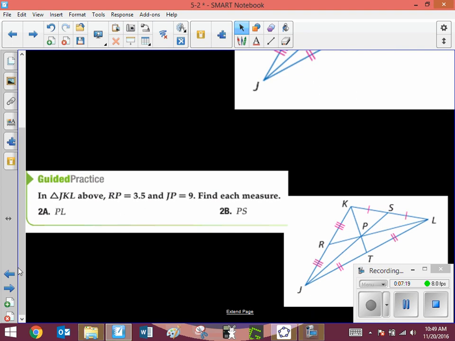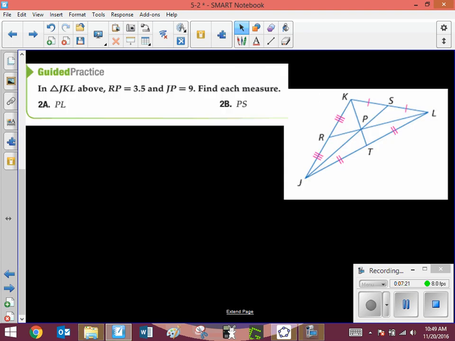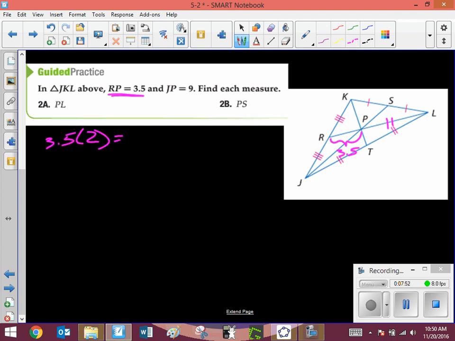Alright, likewise, if I go down here to these, let's start with 2A. It wants me to find PL, which is right there. Well, I need to know something about another portion of that segment, and that is going to come off of this right here. RP is 3.5. RP is right here. Notice how that's the smaller section. I'm looking for the bigger section, so all I would have to do to that number is double it, or multiply by 2. So 3.5 times 2 is going to give me a length of 7.